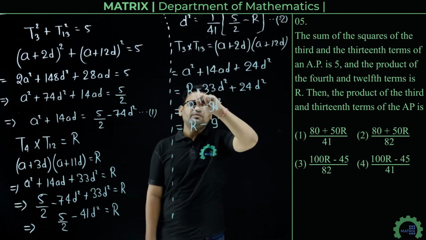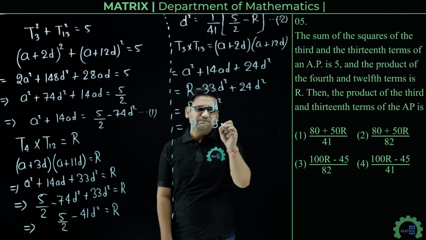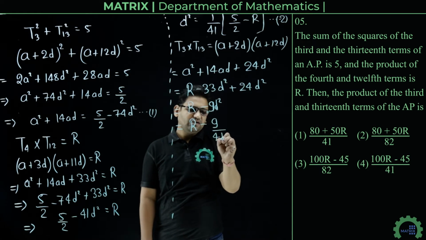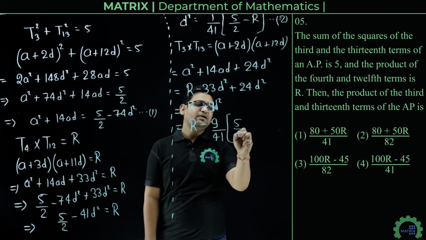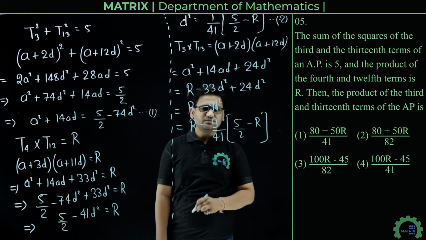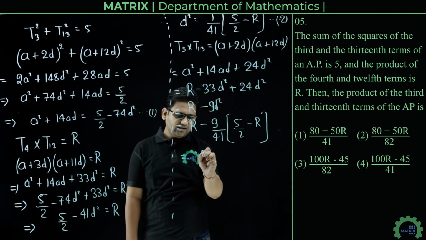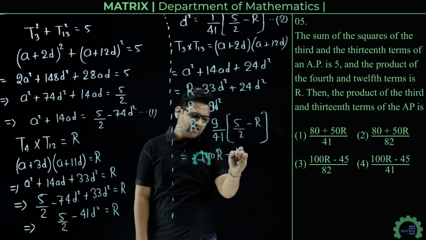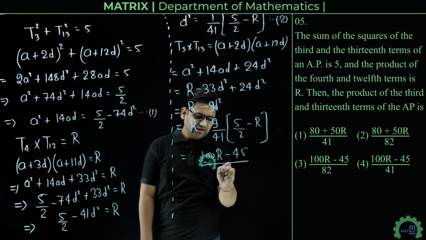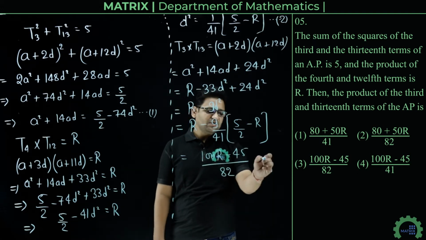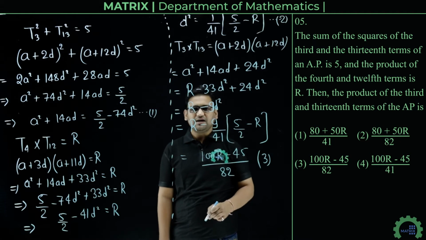The value of D square is 1 by 41 into 5 by 2 minus R. On simplifying this, we get (100R minus 45) divided by 82, which is option number third. So option third is the correct answer.